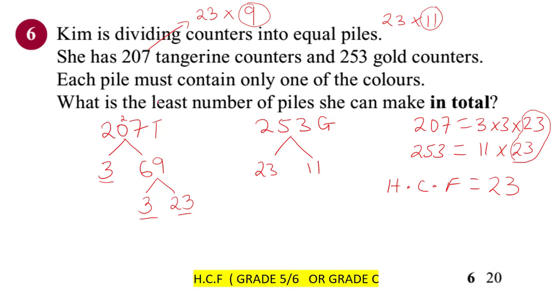Remember, it says, what is the least number of piles you can make in total? The least number of piles can only be made if you are using the greatest possible number that can go into both of them. The biggest number of tangerines we can have and the biggest number of gold counters we can have, both being the same number, will be 23 and 23, right? So that then will make the least number of piles possible. Otherwise, we can use smaller numbers, right? We could use smaller numbers like 1, for example, but that's going to give us very, very many piles. Okay, right, so that's going to be the end of this first session on revising for GCSE.